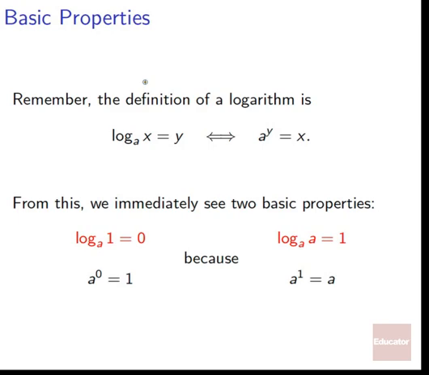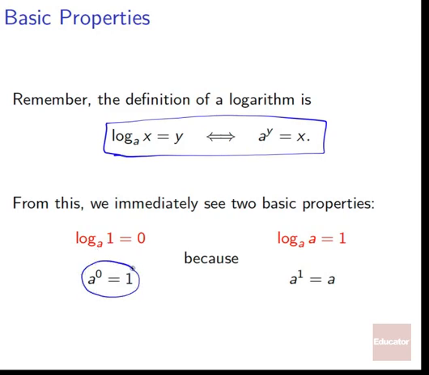Let's just start off with some really basic properties. Remember, this is the definition that we'll be working with the whole time. Really good idea to understand this. So from this, we can immediately see two basic properties. Log a of 1 equals 0 because a to the 0 equals 1 for anything, right? That was one of the things we figured out when we were working with exponents. And also log a of a is going to equal 1 because a to the 1 is just equal to a, right? So two basic properties that we get just from the simple definition.